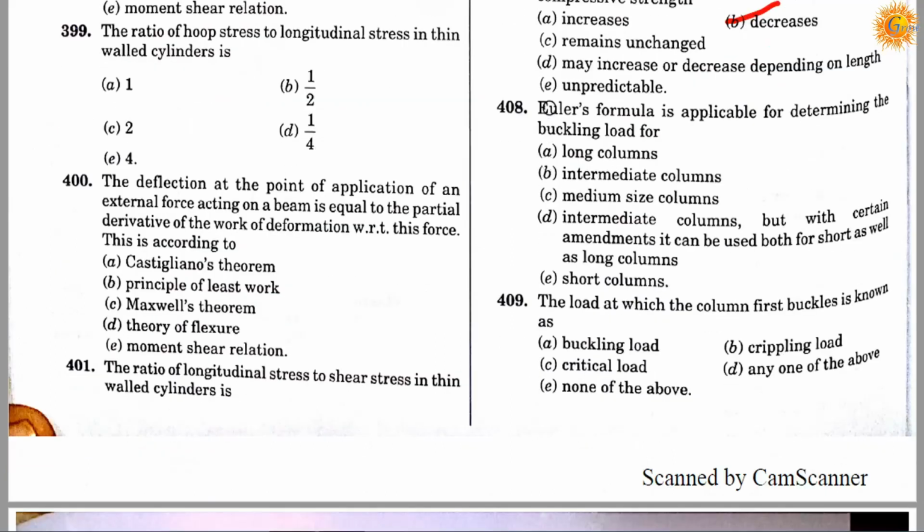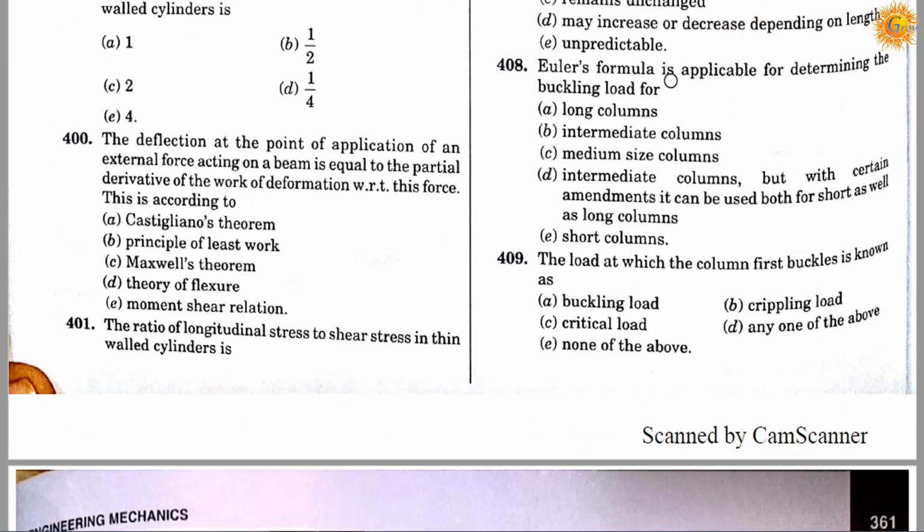Question number 408. Euler's formula is applicable for determining the buckling load for: option A, long columns; option B, intermediate columns; option C, medium sized columns; option D, intermediate columns but with a certain amendment, it can be used both for short as well as long columns; and option E, short columns. The correct answer is A, it will be long columns.